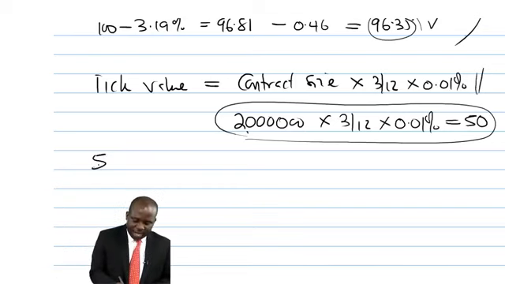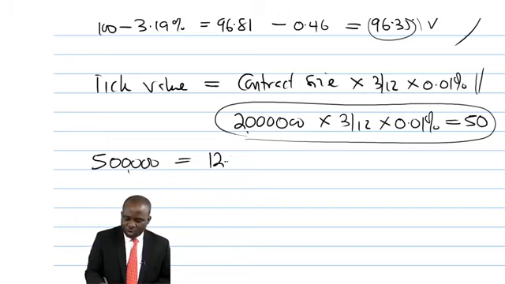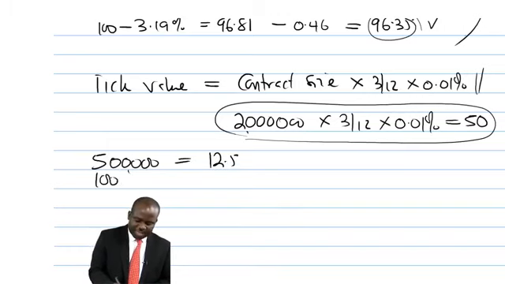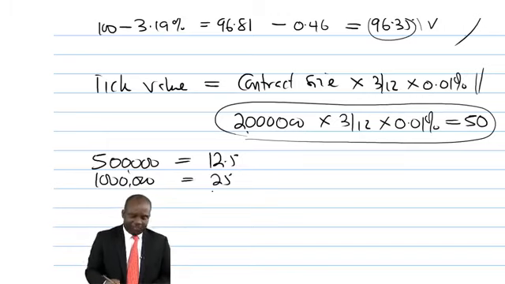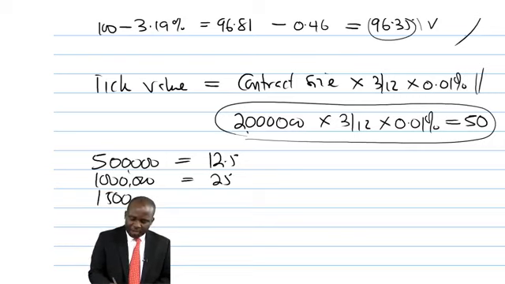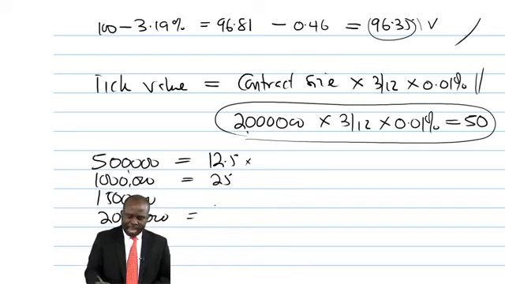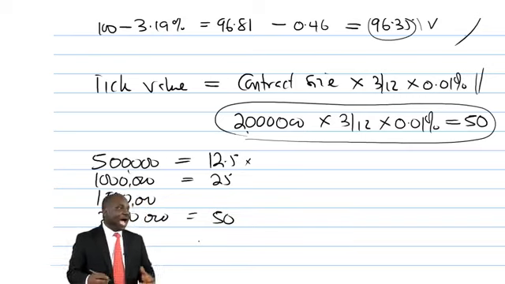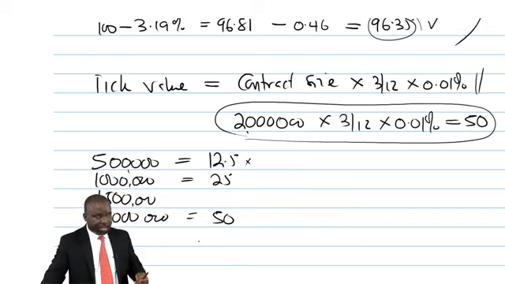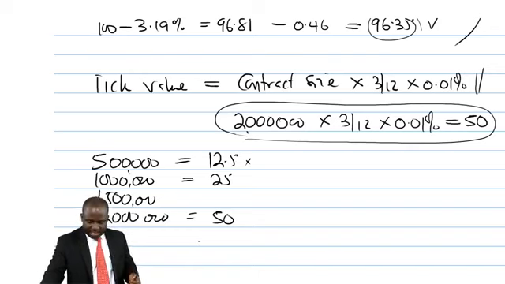The tick value of 500,000 contract size is 12.5. So if the examiner gives me 1 million, I am multiplying this by 2. This one should bring me to 25. If you give me contract size of 1.5 million, I will multiply this by 3. If you give me 2 million, I will multiply it by 4. And that is how I got the 50. Brilliant, Clark. So that is the argument in there.